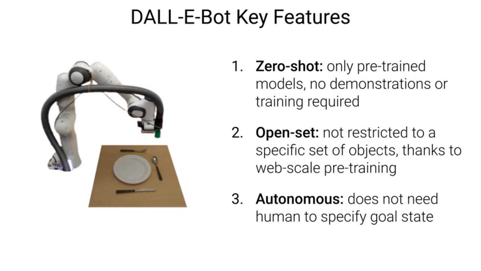First, this framework uses the DALL-E model zero-shot for the task of robotic rearrangement without needing demonstrations or further training. Secondly, this is an open set method. It is not restricted to a specific set of objects or scenes because of DALL-E's web-scale pre-training. Third, this system is autonomous. It works without needing human supervision or manual goal specification.